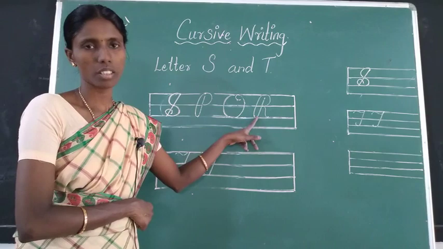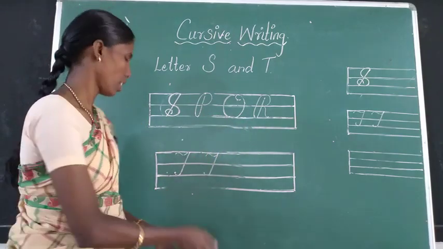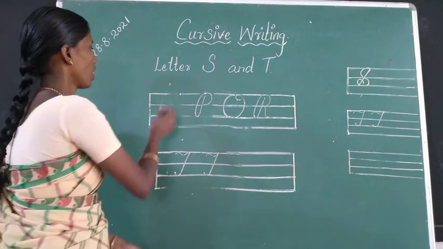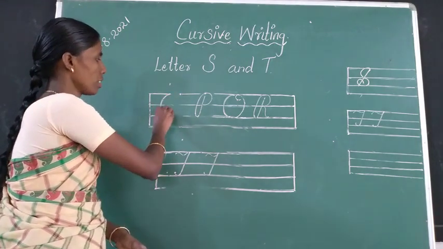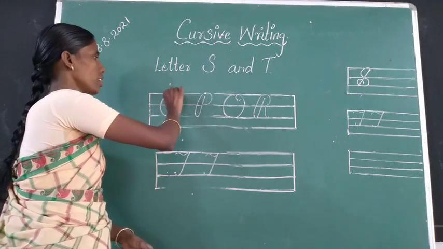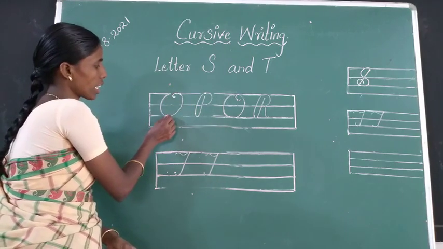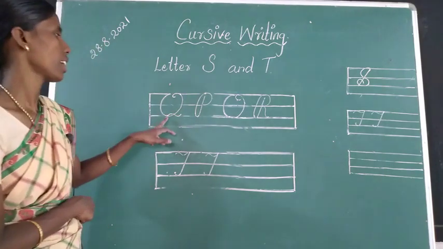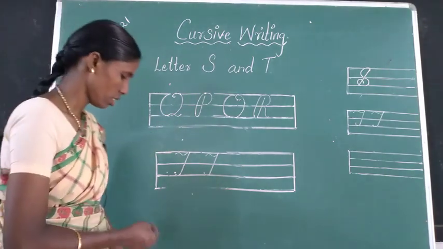P, Q, R. Okay. Next cursive letter Q. Draw a left curve. Then go up with right curve. Turn it. Draw a curve line on the third line. This is capital letter Q.